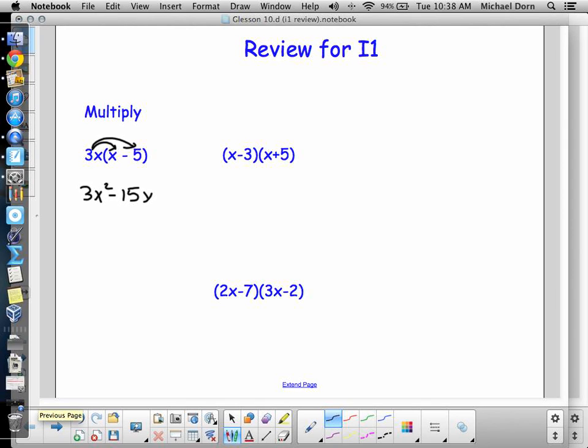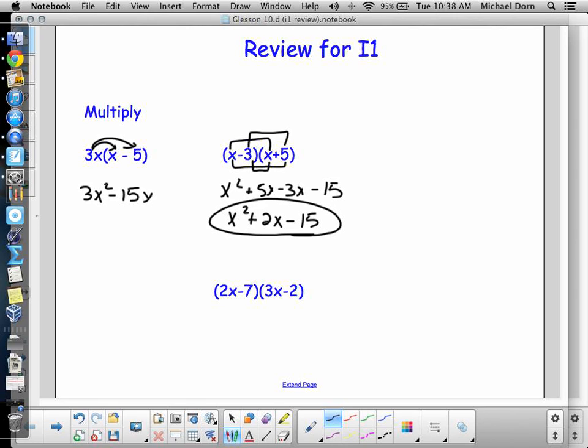When I have binomials, remember we have to FOIL. I can't just take the x times x and negative 3 times the 5. Those are only 2 of my 4 parts for FOIL. The x times x gives me x squared. Outside gives me plus 5x. Inside gives me minus 3x. Last gives me the minus 15. Then I combine the outside and inside if I can. That's x squared plus 2x minus 15.